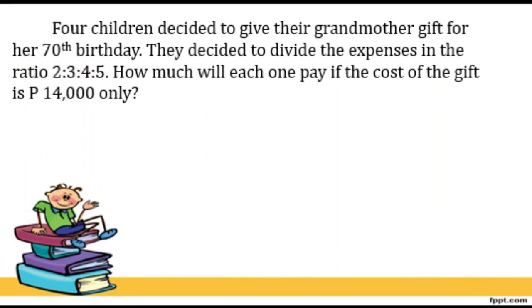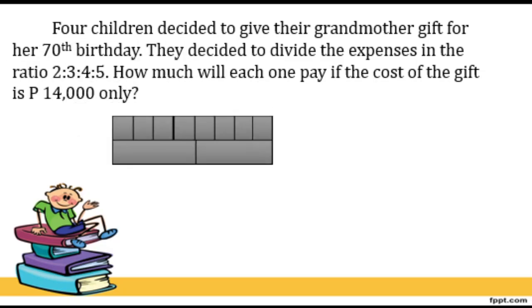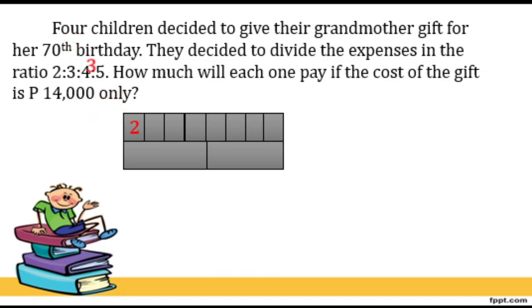Okay, 4 children decided to give their grandmother a gift for her 70th birthday. So they decided to divide expenses in the ratio of 2 is to 3 is to 4 is to 5. How much will each one pay if the cost of the gift is 14,000 only? Of course, you have to make a table for the 2, 3, 4, and 5, and the sum is equal to 14, and then you have the W, X, Y, and Z, and the sum is equal to 14,000.